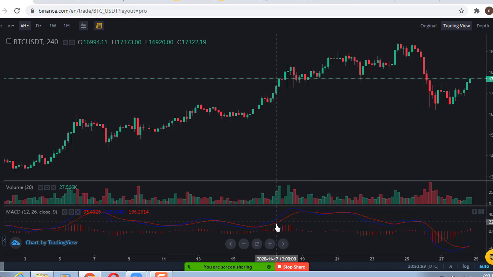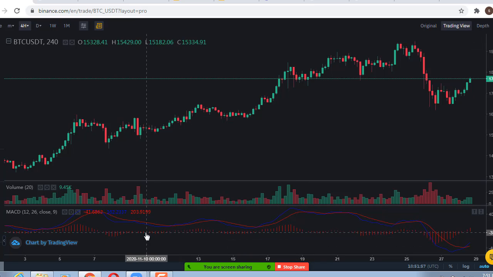Now, if you look at it very well, the MACD has three most important things. Number one, the zero line, which is this line here.